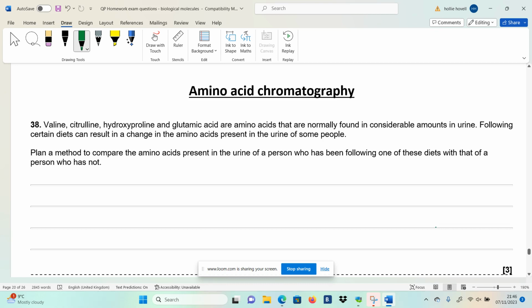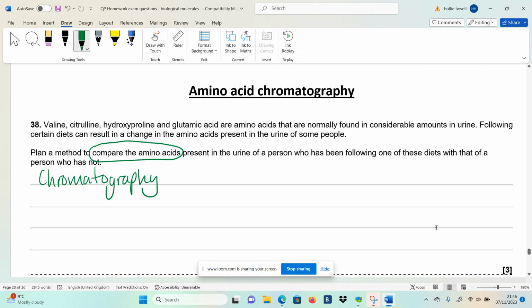Okay, so first of all, comparing amino acids, think about the experiment you've done. You're going to need to use a chromatography experiment. So the first thing was to identify that you'd use chromatography. It's obvious because you've got the title just here, but if you just come across the question without the heading, the first step is to identify that you would use chromatography.